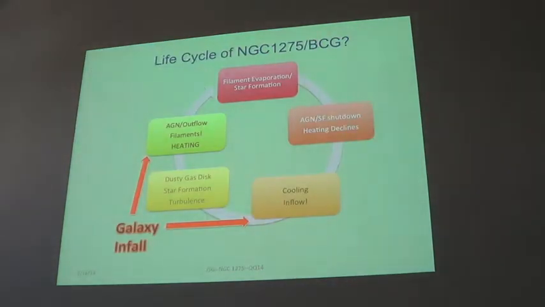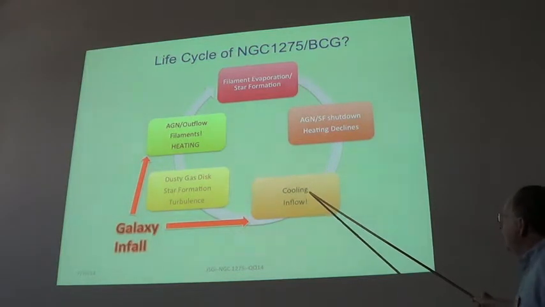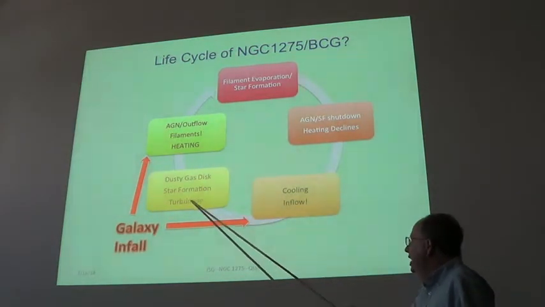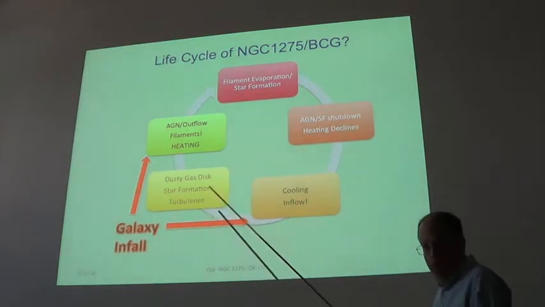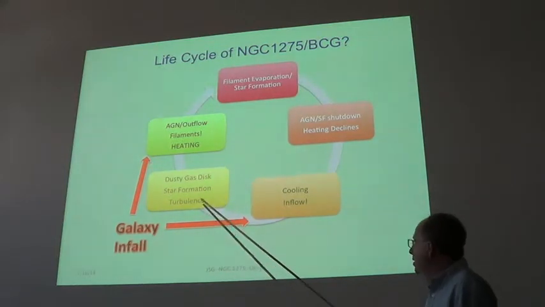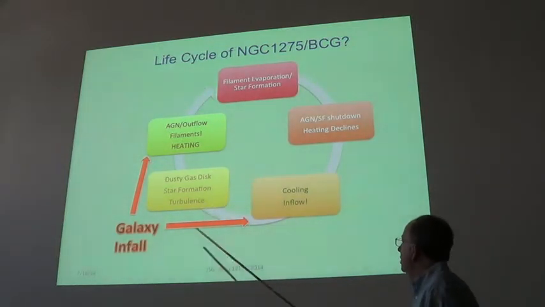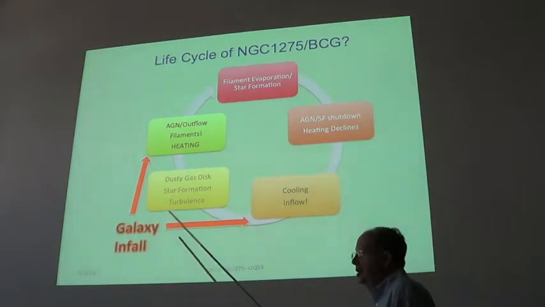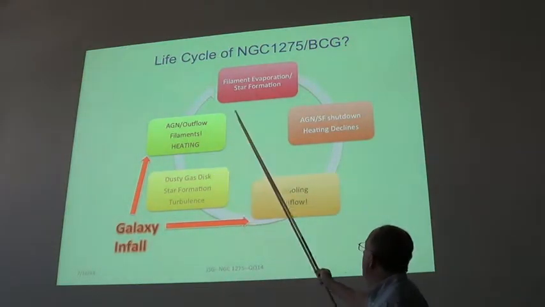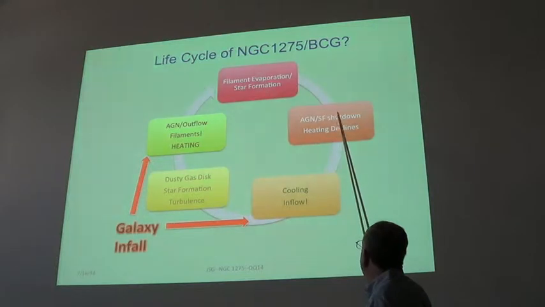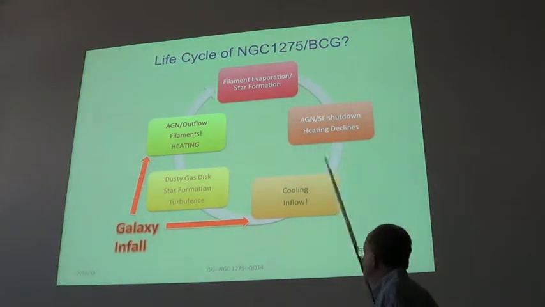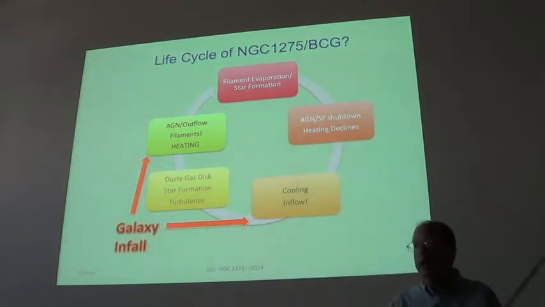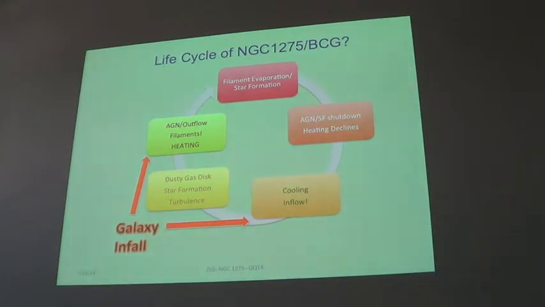How does this all work? You can start with a cooling inflow, make a dusty gas disk near the center left over from stars, typical of an elliptical. Star formation and turbulence. It's really like the AGN. You get outflows, filaments, heating, star formation and evaporation, eliminate the cool material and go around in the cycle. It's unlikely that this thing runs continuously, based on both statistics and the structure of the galaxy.